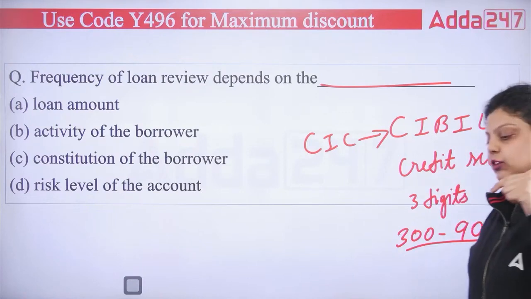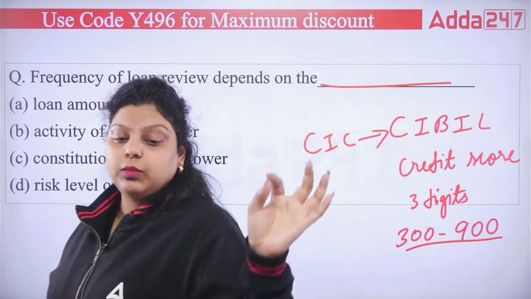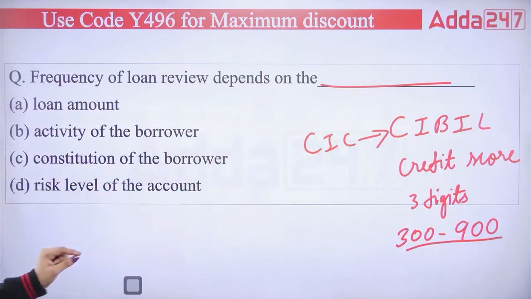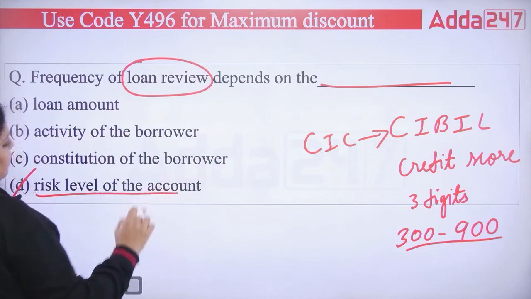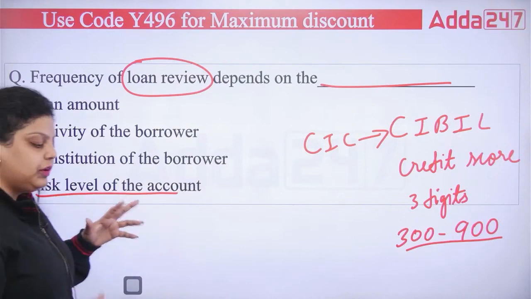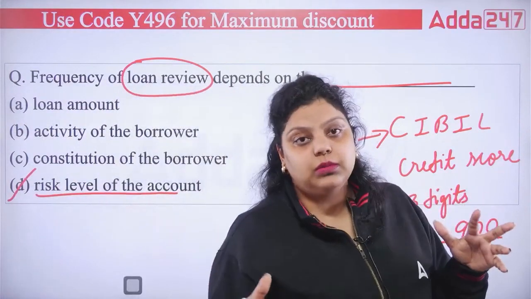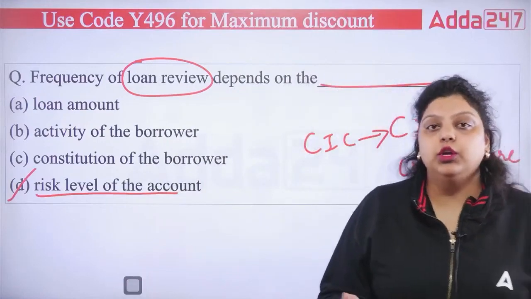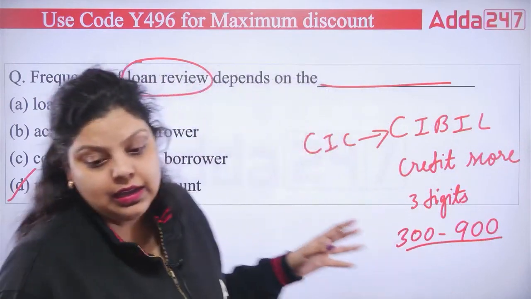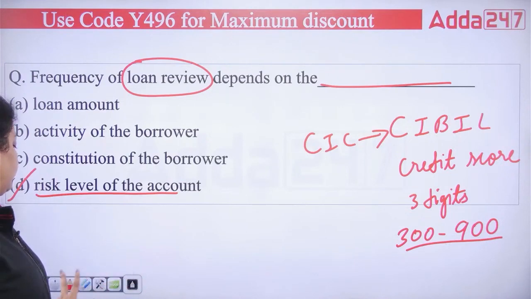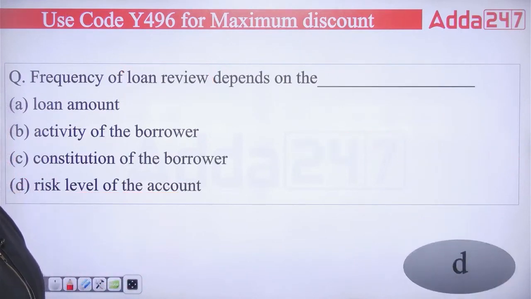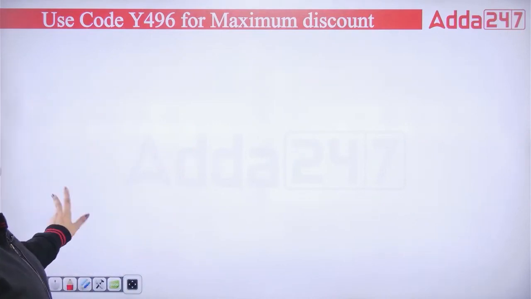It means when you are providing loan, you are again checking whether this customer is a defaulter or not, a fraud or not. So after giving loan, you have to review the loan. It will depend on the risk level of the account, like how much risk a customer can create for the bank. On the basis of that, you will decide when and where this loan will be reviewed. So your right answer will be D, that is risk level of the account. So option number D will be correct here. The frequency of loan review depends on the risk level of the account.